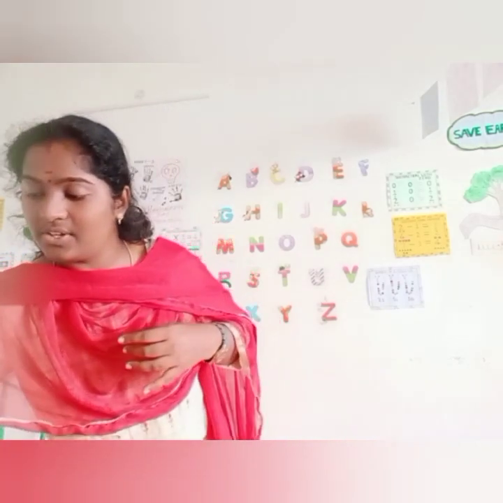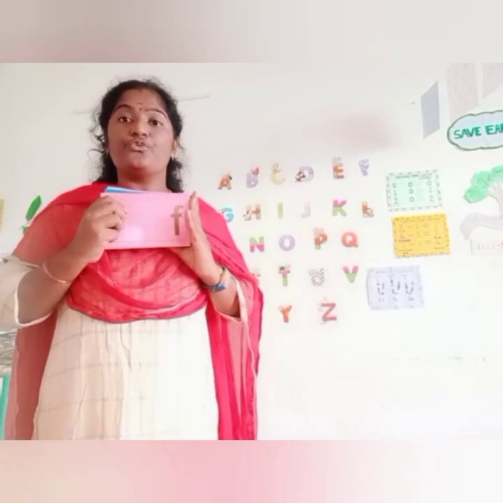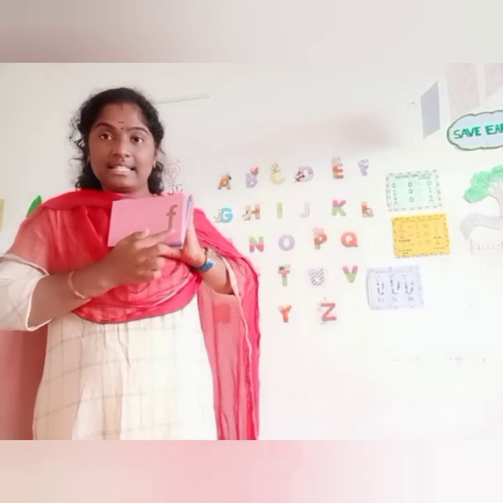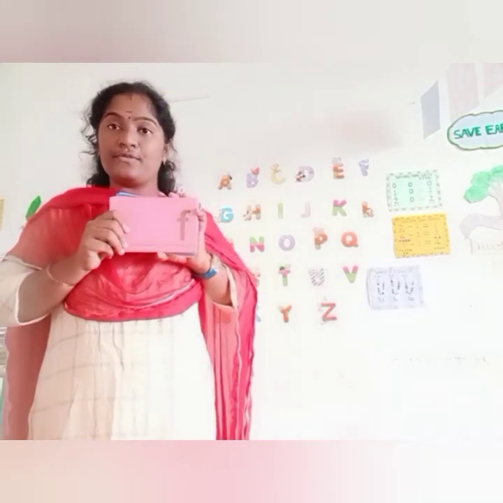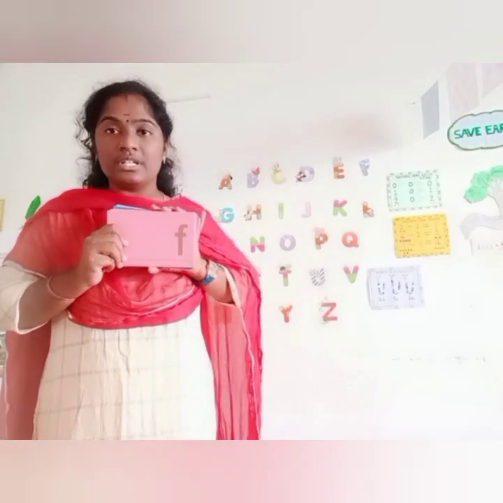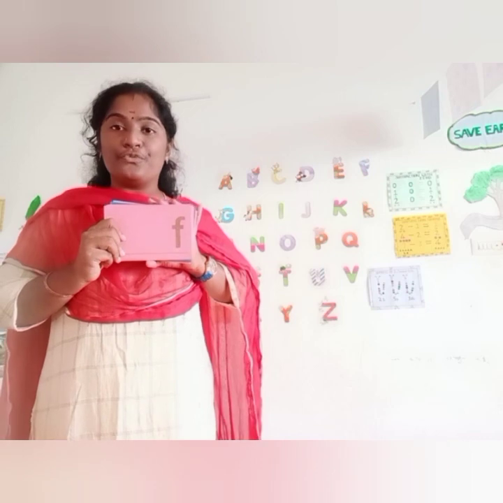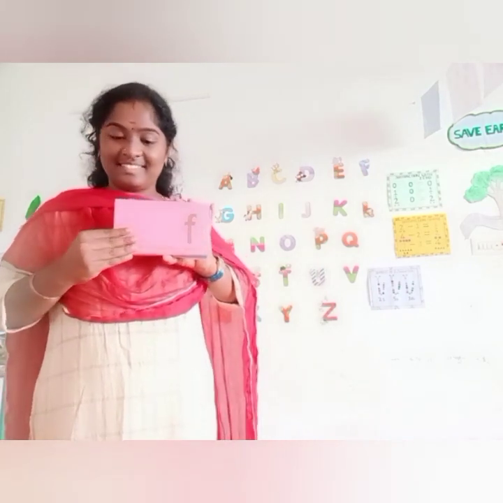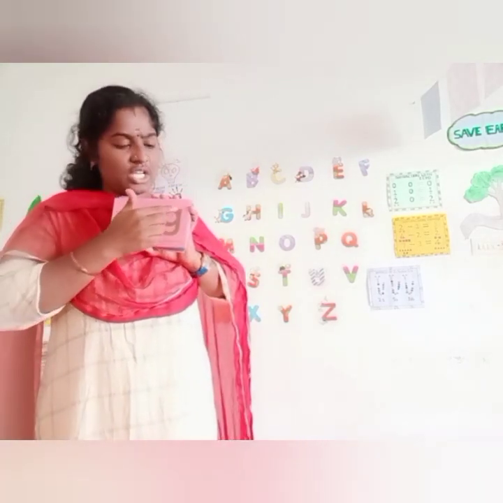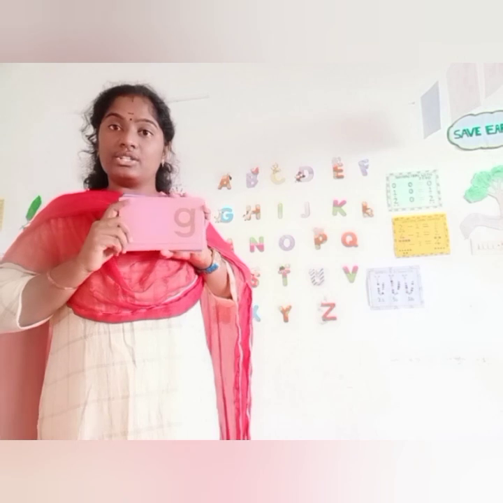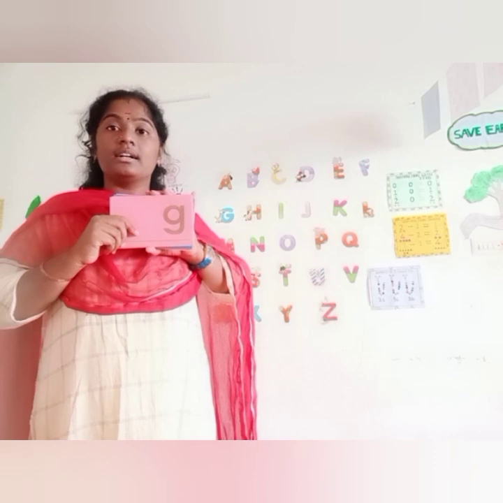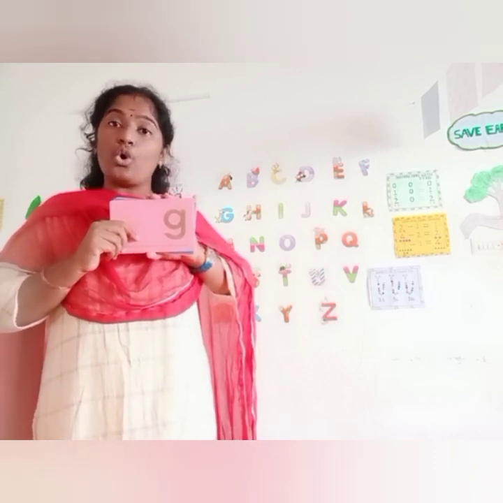Next letter is, sorry, it's F. This is letter F. F says f. Fish, fan, fabric. Okay? The next letter is G. Its name is G. This is letter G. G says g. G grapes, g goat.